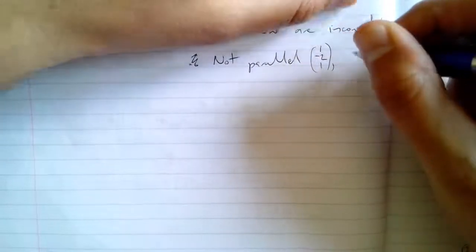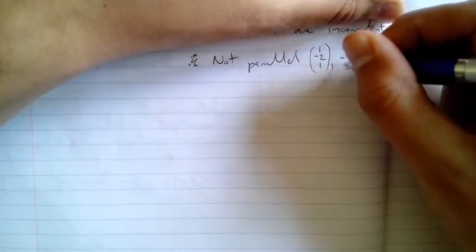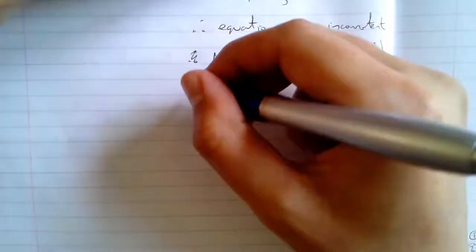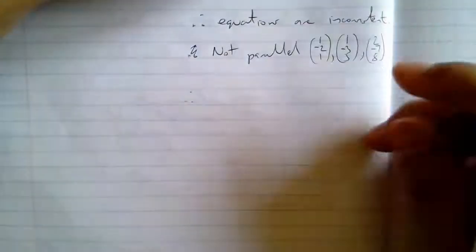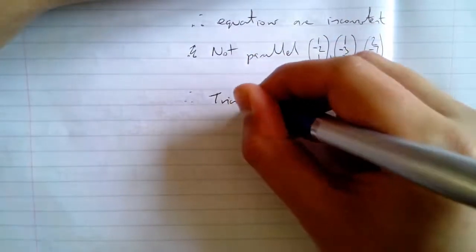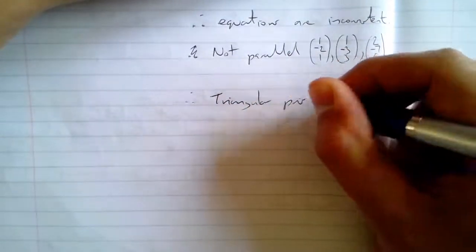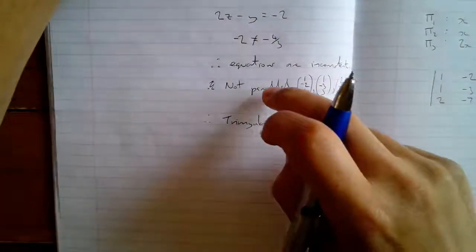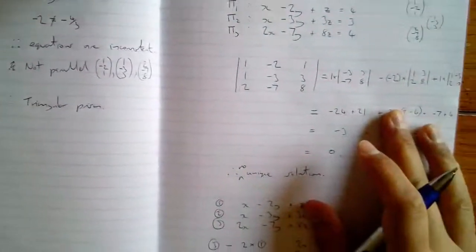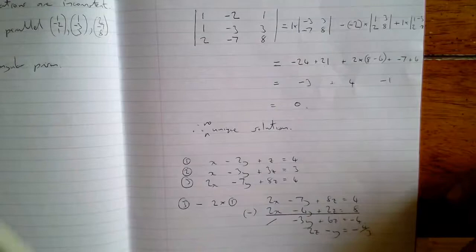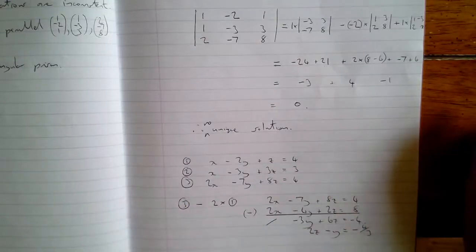Just write the normal vectors out again quickly. And 2, minus 7, 8. And so because that's true, then we can say that it's a triangular prism. So as long as you get that information across, it possibly is better to write that not parallel thing at the start. And as long as you have conclusions from when you do something, then you should be able to find out the arrangement of any 3 planes given to you.